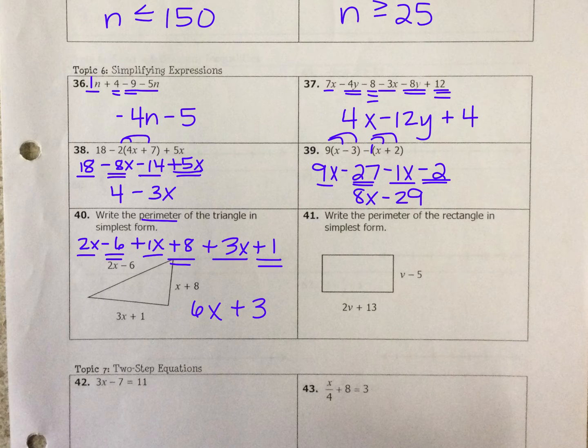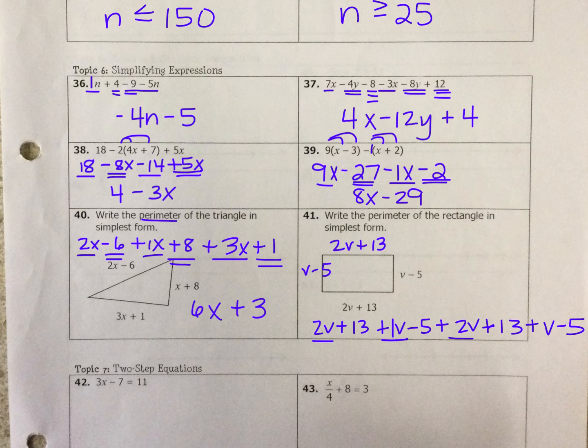So we know that the top is really 2v plus 13 and the side is v minus 5. So now we just add them all. 2v plus 13 plus v minus 5 plus 2v plus 13 plus v minus 5. 2v, 1v, that's 3, 4, 5. We got 6 v's.